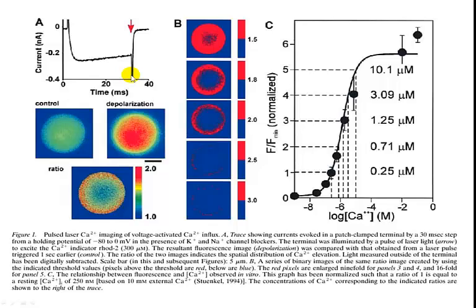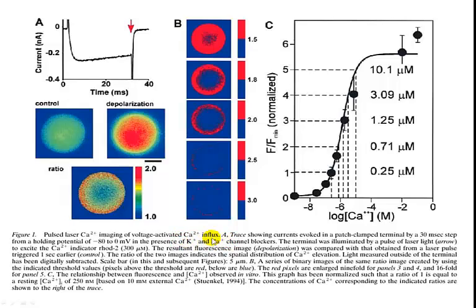Okay. If a current is a movement of a charged particle, so if calcium moves in, there should be an inward deflection of this current, a downward deflection. So an influx, right? The calcium influx. So A is a trace showing currents evoked in a patch clamped terminal. So these are big terminals. They can isolate them and see them and clamp them by a 30 millisecond step from a holding potential of -80, typically resting, to 0, definitely going to cross threshold, in the presence of potassium and sodium channel blockers.